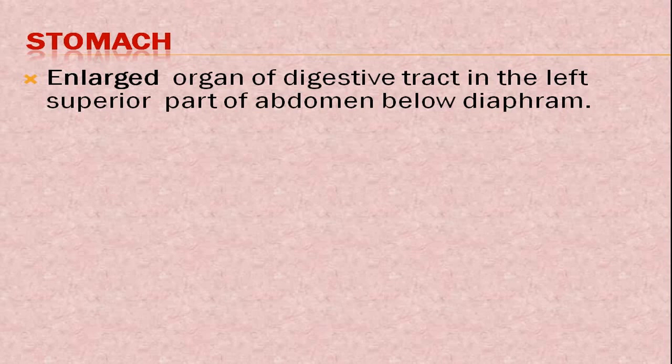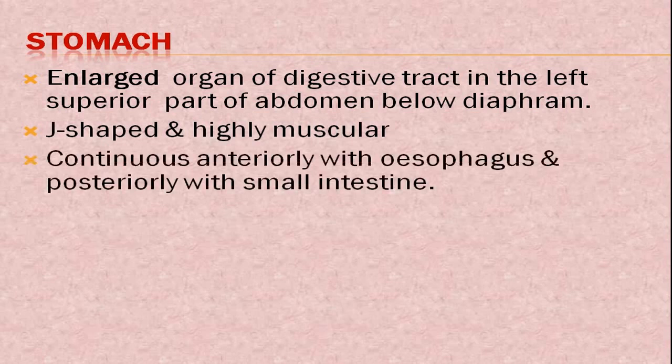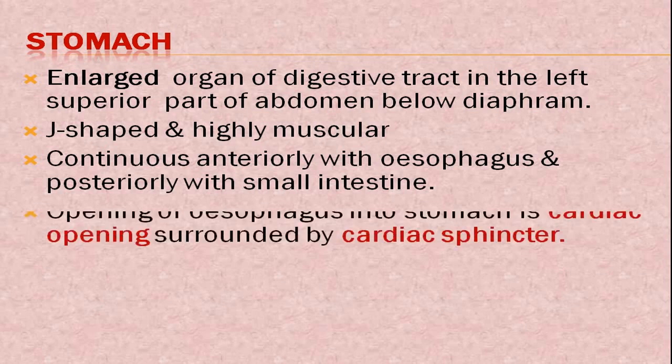Stomach is one of the largest and the muscular part of the digestive tract, which is present in the left superior part of abdomen below the diaphragm. It is J-shaped and highly muscular, continues anteriorly with esophagus and posteriorly with small intestine. Opening of esophagus into stomach is called cardiac opening because it is present near the heart and is surrounded by a ring of muscles called cardiac sphincter that regulates the movement of food from esophagus into stomach.